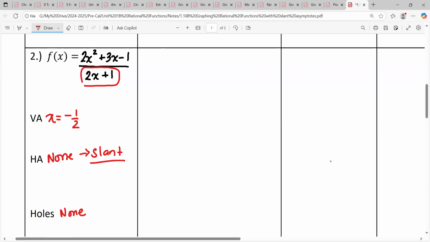Okay. So now how do I find the slant? I have to divide them, right? Now when I divide them, I can do synthetic division or long division. This one is not that hard, but you have to do something when you're dividing by 2. Okay, so instead of just doing synthetic, let's do long division because I need to review that anyway. Okay, so let's go ahead and do long division.